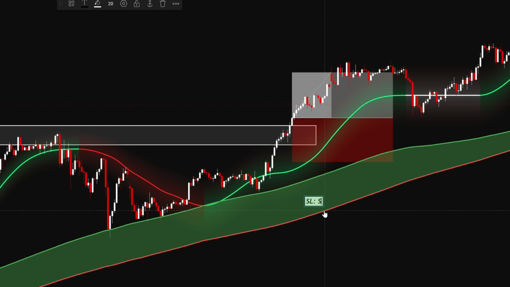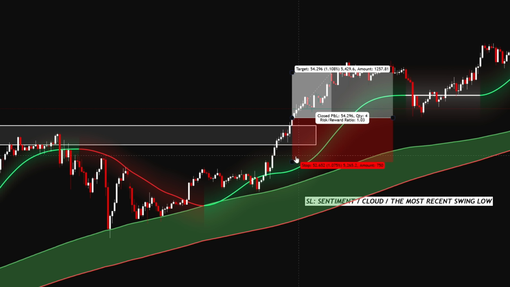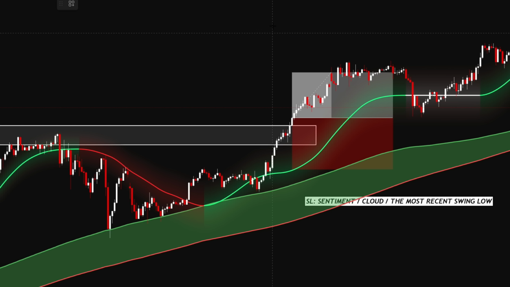A stop loss goes below the recent swing low or the cloud or the sentiment line. No guessing. And the target is simple, 1.5 risk.